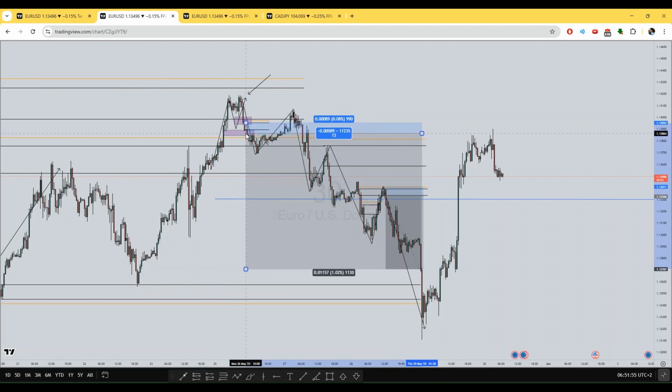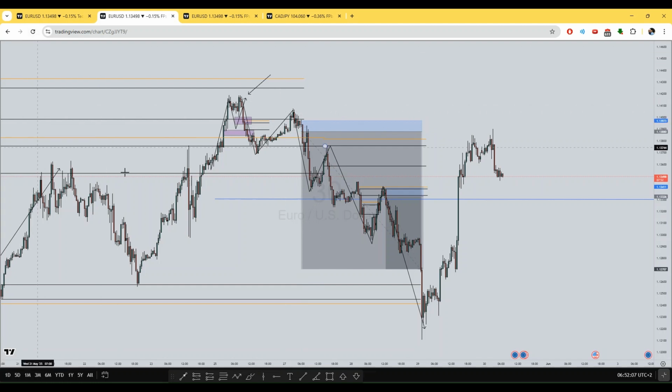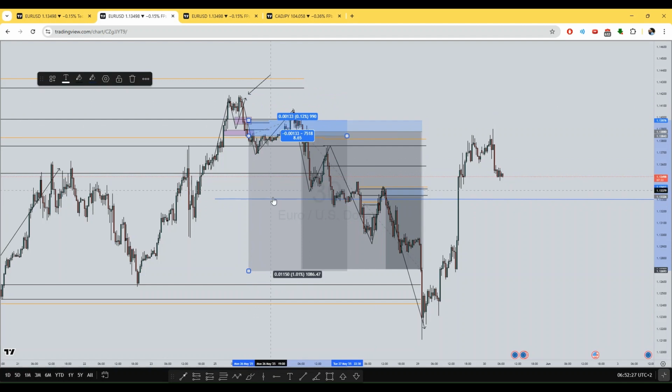We made the entry here, and then once we were in profit, I moved my stop loss above that. Remember our initial setup. This was the trade. This was the stop loss right there, and this was the take profit. After we made this move here, I moved my stop loss to this position, so pretty much a break even point.